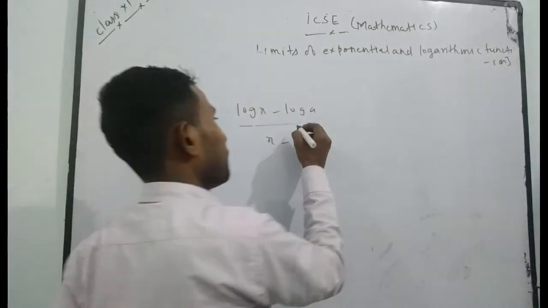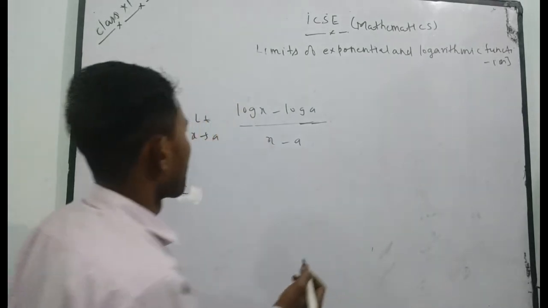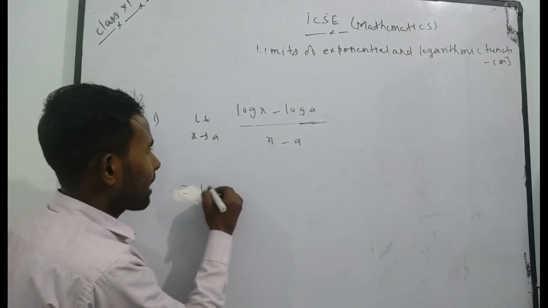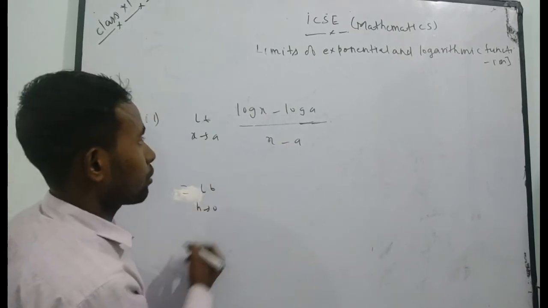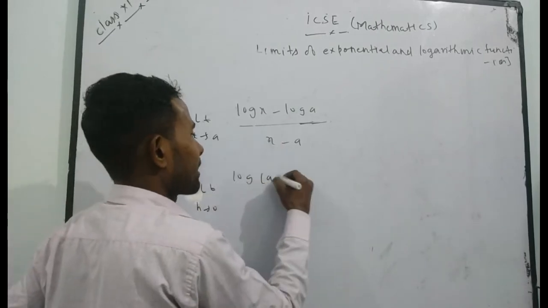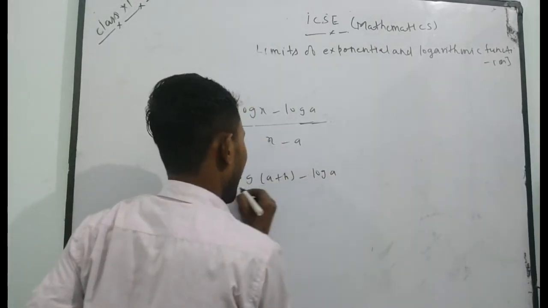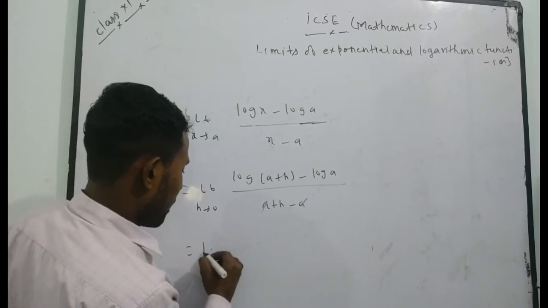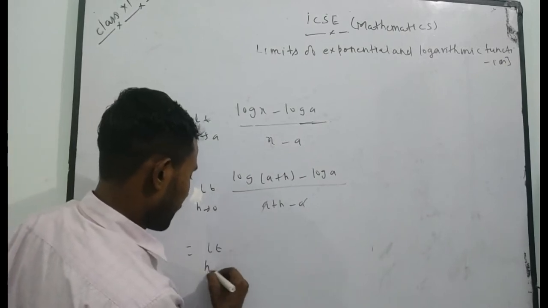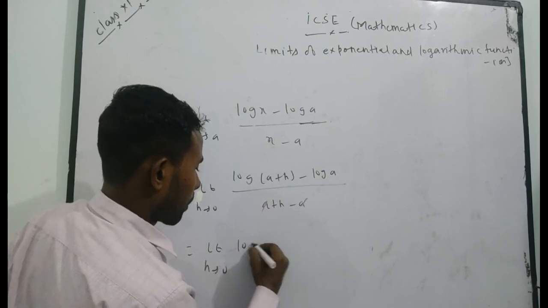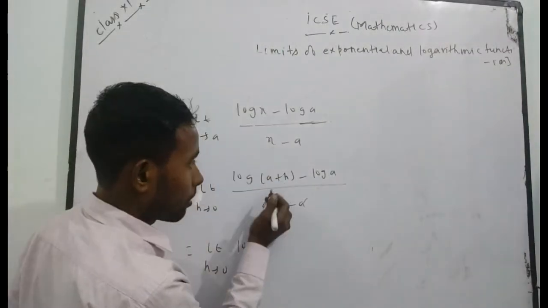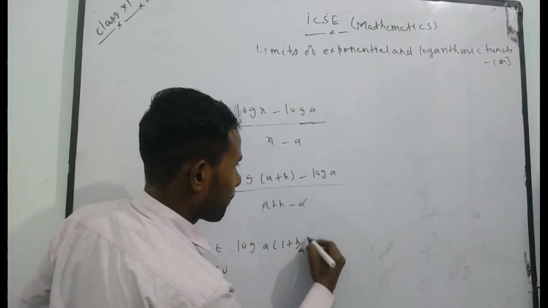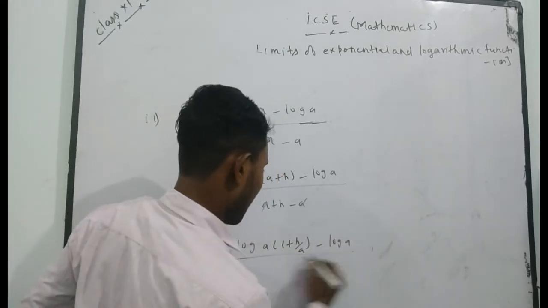How can you solve this problem? Firstly, I suggest you write x equals a plus h. Can you write the limit as h tends to 0 of log of a plus h minus log a divided by a plus h minus a? In that case, a and a vanish. Now it will be the limit as h tends to 0 of log of a into 1 plus h by a minus log a by h.